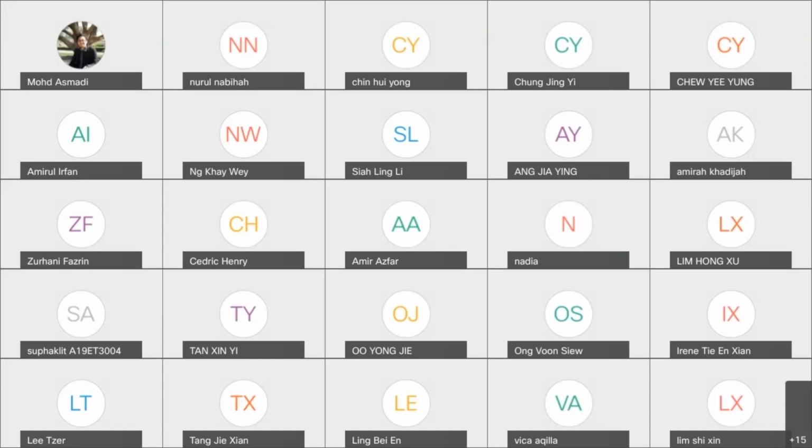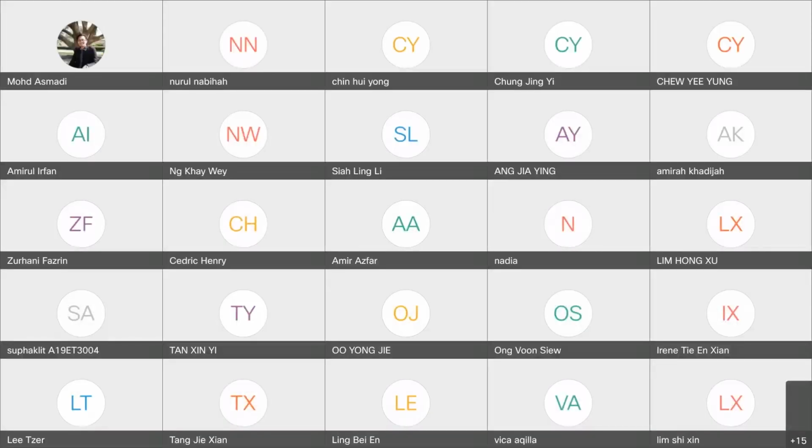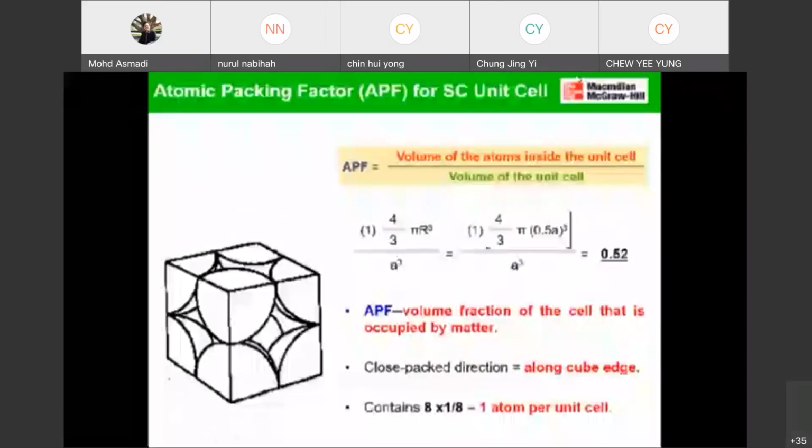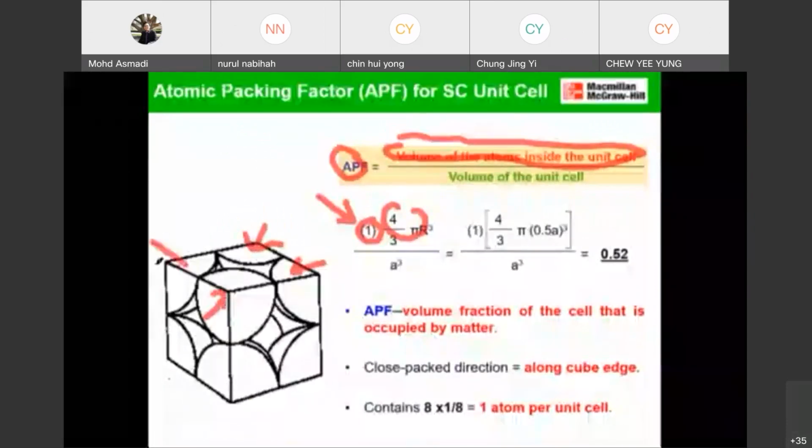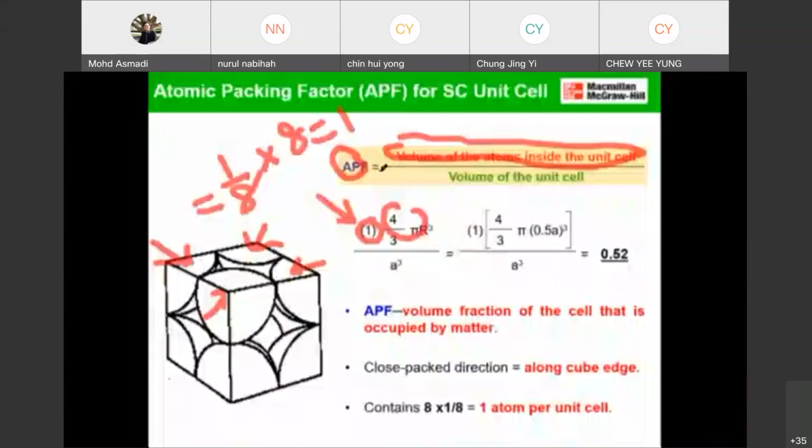So how do we calculate the atomic packing factor? How can we get the 52%, which is occupied by the metal, right? So please remember this one. Atomic packing factor is the volume of the atoms inside the unit cell, meaning the volume times how many atoms for the simple cubic. We calculated it is equal to 1, right? This is a corner side, there are 8 corners, so it's equal to 1 divided by 8 times 8, equal to 1 atom per unit cell.